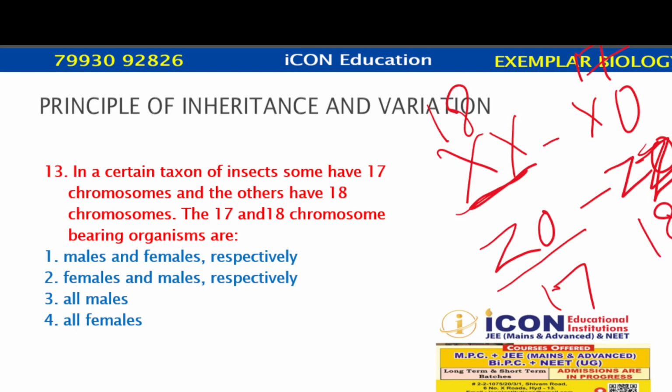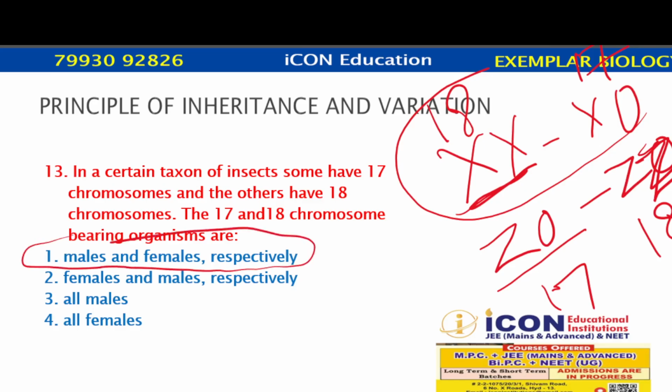So, in these two cases, it might be male and female respectively, or female and male respectively, but the NCERT exemplar took into consideration that some have 17 chromosomes, others have 18 chromosomes. The 17 and 18 chromosome bearing organisms are given as male and female. So, they might have considered the XX and XO method, and then they said it as insects. That's why most insects have the XX and XO method. In that way, we selected this particular answer.